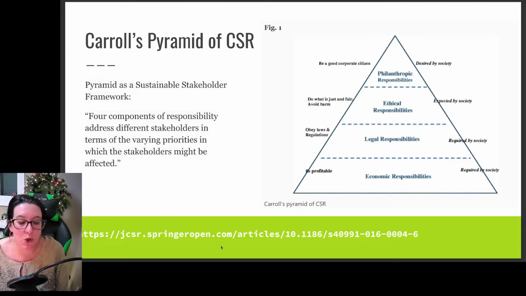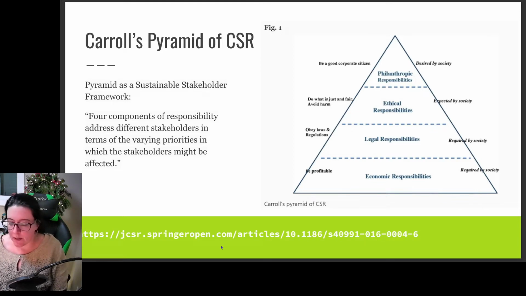Then we have social responsiveness. So this is the corporate social responsibility, the upper top of the pyramid. So this is going to be the fact that the business engages in social actions that respond to some popular social needs, social responsiveness. And it starts, you can see at that third level, it says ethical responsibilities. There's an expectation by society that our organization not harm others, that we do what is just and fair.